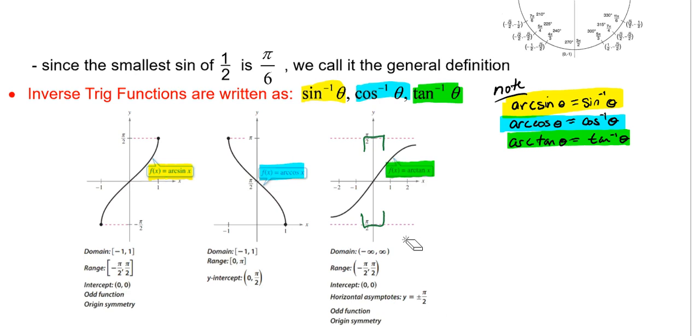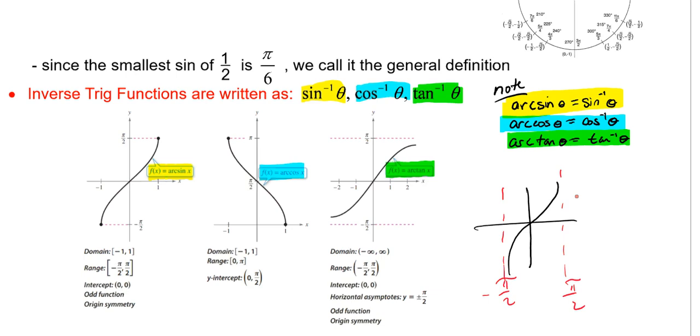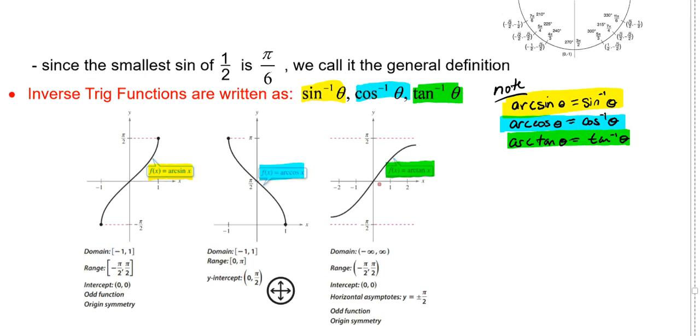Now, if we were to turn this graph and to have graphed this, it would look something like that, with our asymptotes here and here at negative pi over 2 and pi over 2, and this would be our normal tangent function. So notice that it's been almost rotated 90 degrees. Almost. We're going to have an x-intercept at 0, 0, and this is considered an odd function, and it has origin symmetry.